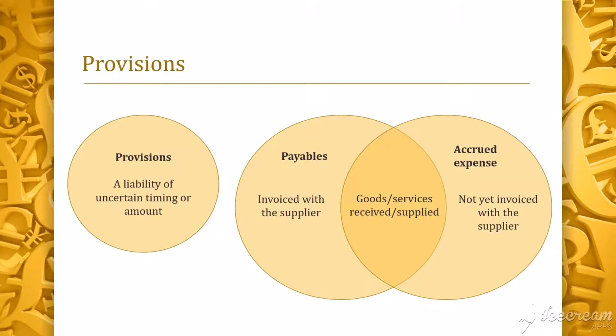In the case of payables and accrued expenses, the goods or services have been received or supplied. So the difference between the two is whether the amount is invoiced with the supplier. Although it is necessary to estimate the amount or timing of accrued expenses, the uncertainty is generally much less than for provisions.